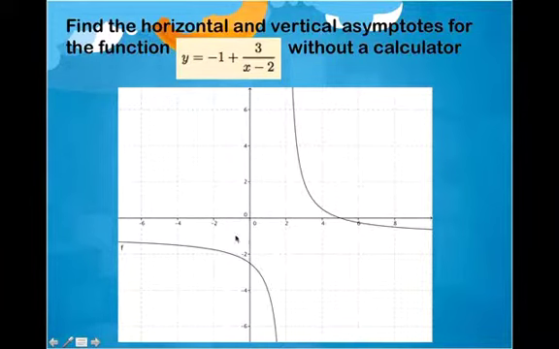So imagine at -1 here, a dotted line all the way across. We can see that our graphs approach that horizontal line as x becomes infinitely large or infinitely small. And then here's our vertical line at x is equal to 2, our vertical asymptote.